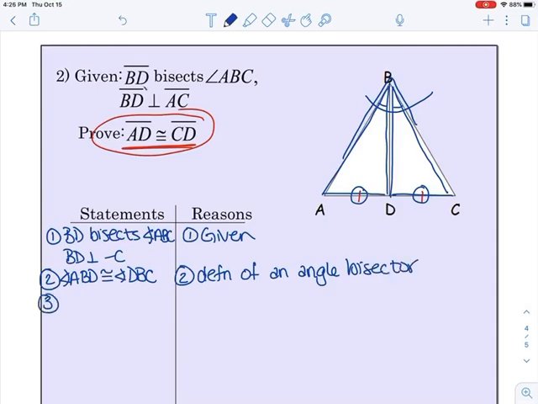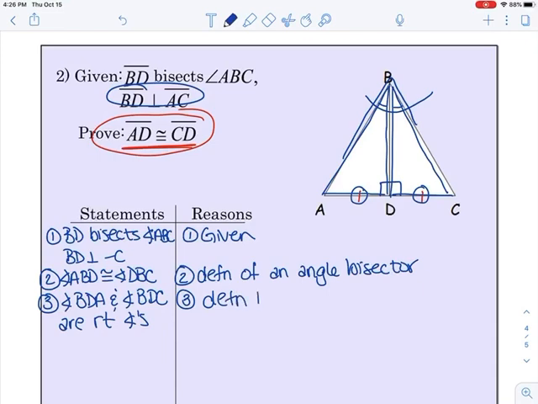Let's use our other piece of given. BD is perpendicular to AC. If BD is perpendicular to AC, that means I'm going to have two right angles there. So the next thing I'm going to say is that I have my right angles because of perpendicular lines. So I'm going to say that angle BDA and angle BDC are right angles. And that's because of the definition of perpendicular lines.